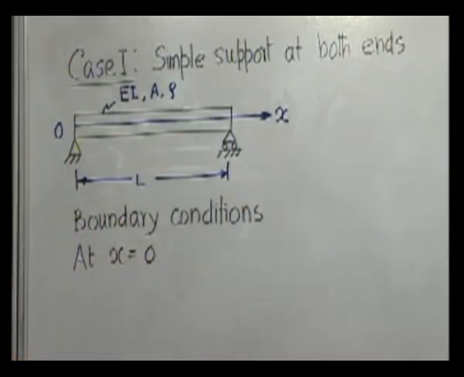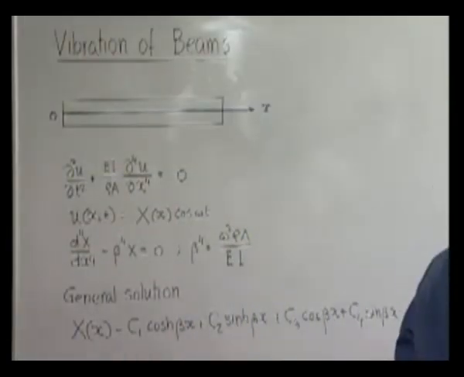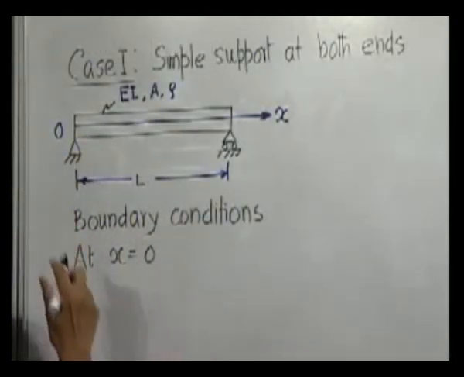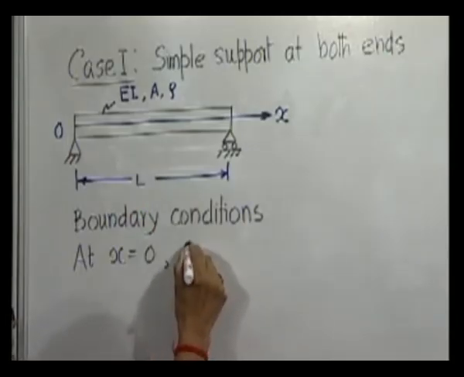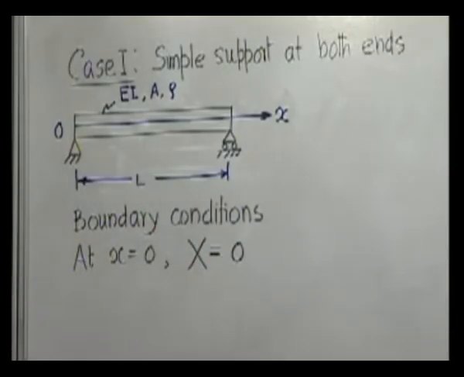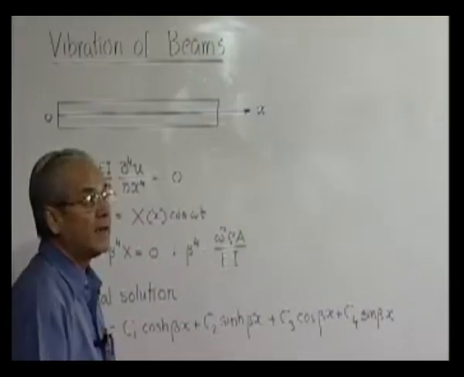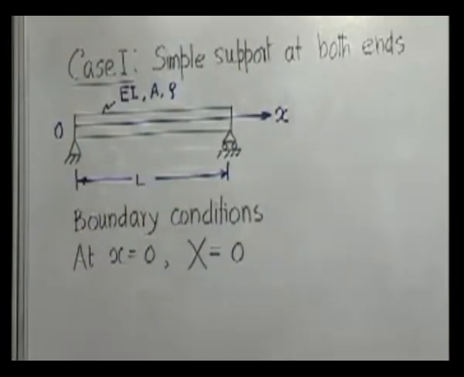Now, it is simply supported at both ends. What is the meaning of that? Meaning is that at the simple support, your displacement is 0 all the time. That means x will have to be 0 all the time. So, therefore, displacement is 0. And bending moment will be 0 because simply support cannot provide any bending moment.